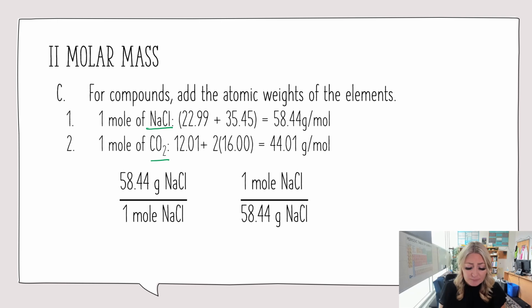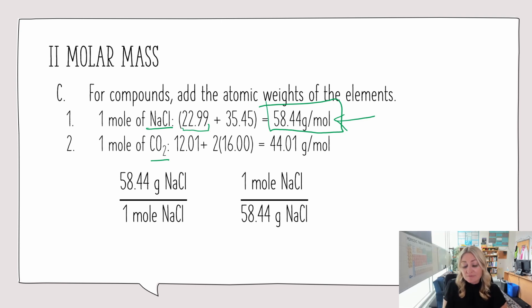So we're going to look to the subscript. For instance, in sodium chloride, we have 1 sodium and 1 chlorine atom. 1 sodium off the periodic table is 22.99 for its AMUs, its mass. And chlorine is 35.45. So I'm going to add those two values together, and that's going to give me my molar mass reported in grams per mole for sodium chloride.